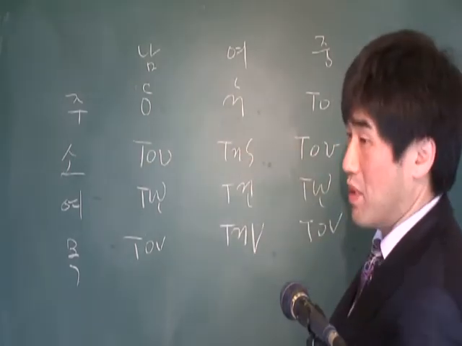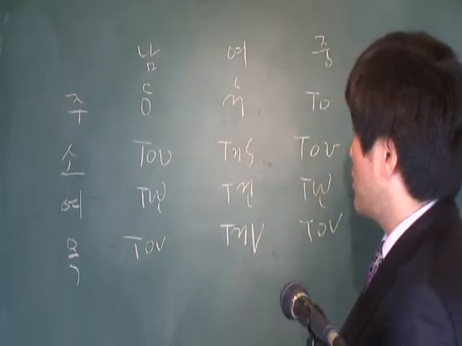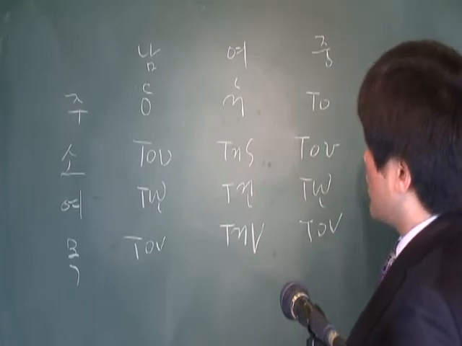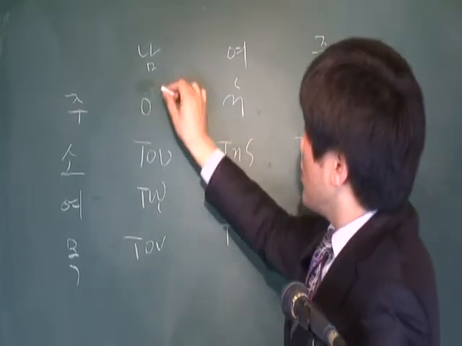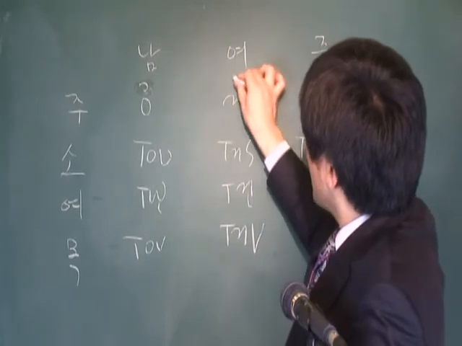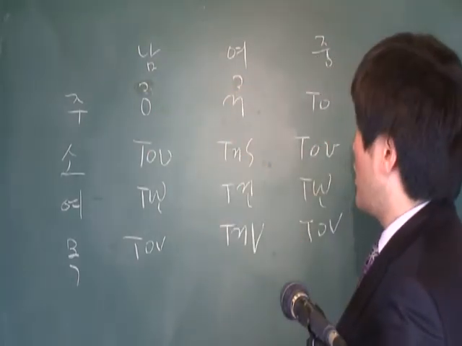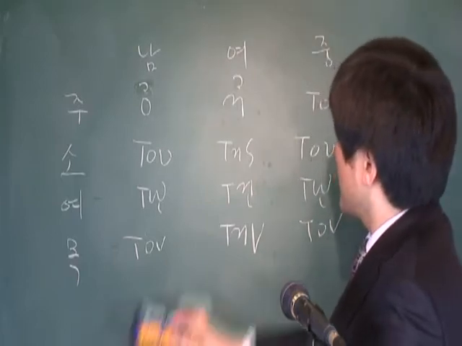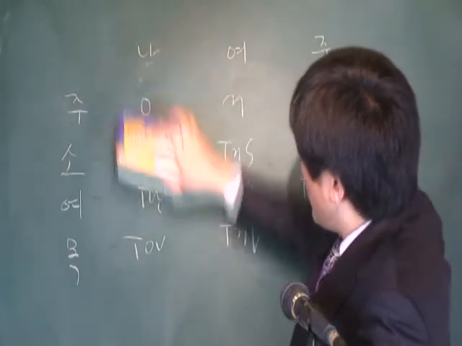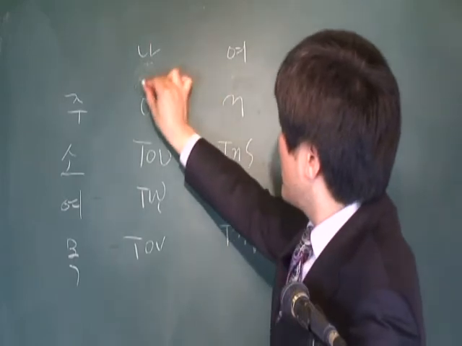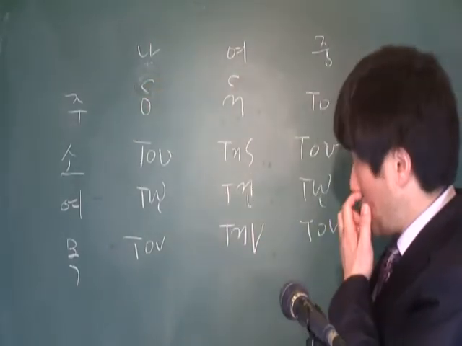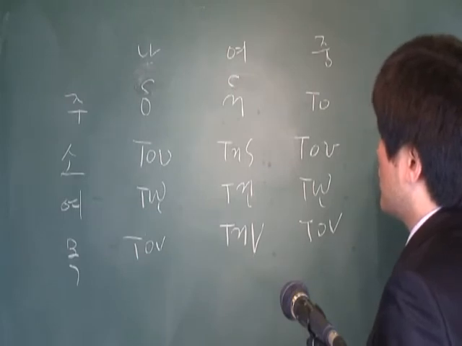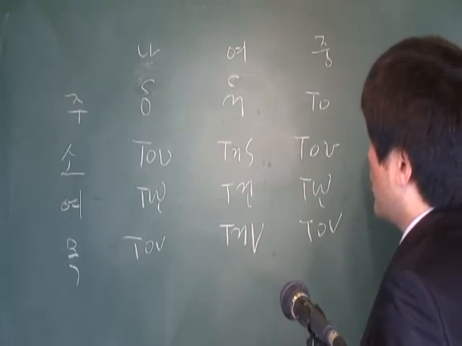Next, the dative form. The definite article to is added to the dative. Then it becomes to logo. Logo was interpreted to be to a word. To logo would then be interpreted to be to the word.